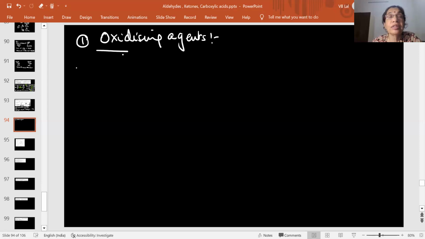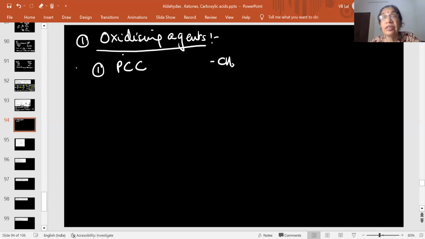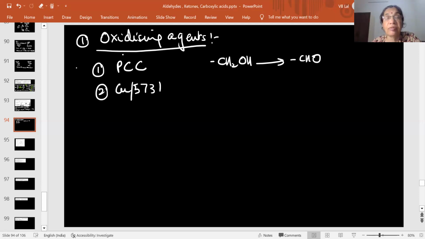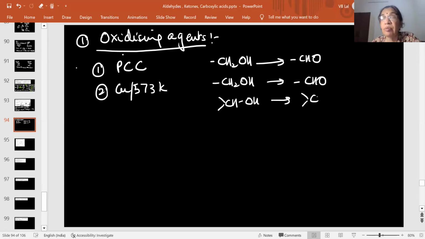So what are the oxidizing agents that we can use? The first one is PCC. What does PCC do? It changes CH2OH to CHO. Second is copper at 573 Kelvin. What does it do? CH2OH to CHO. It can also convert secondary alcohol, CHOH, to C double bond O.